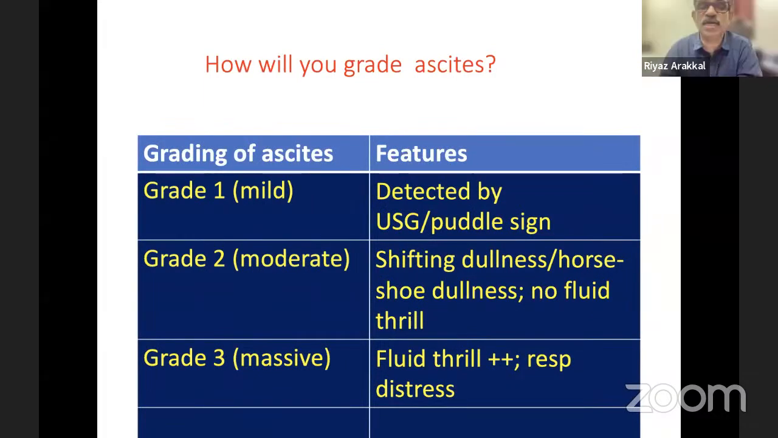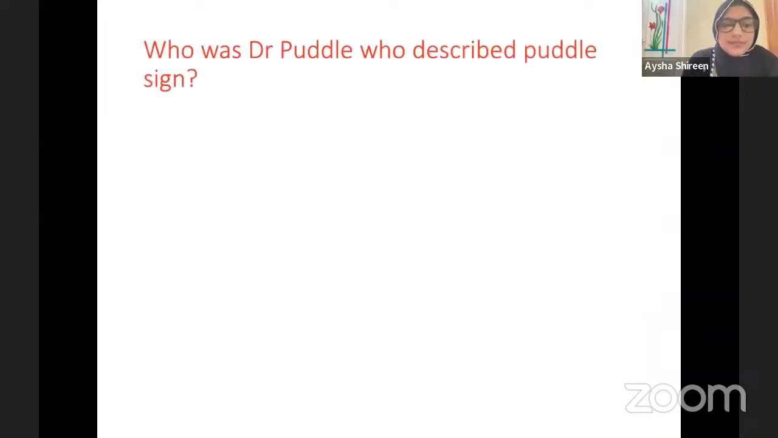Mild is detected only by USG or puddle sign. Moderate by shifting dullness, horseshoe dullness, no fluid thrill. But grade 3 is severe or massive ascites, in which there may be fluid thrill and the patient will be having respiratory distress. We just mentioned puddle sign.